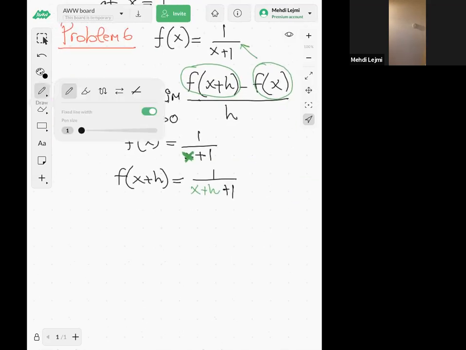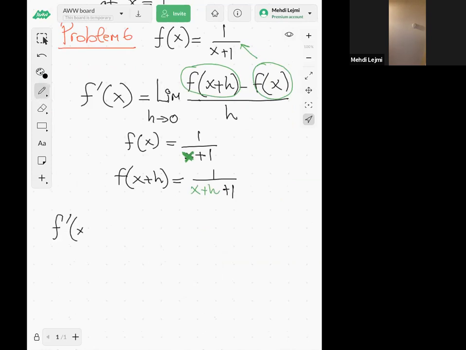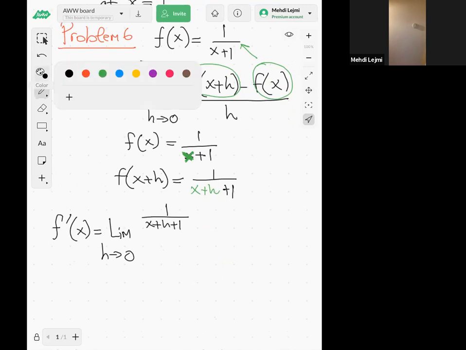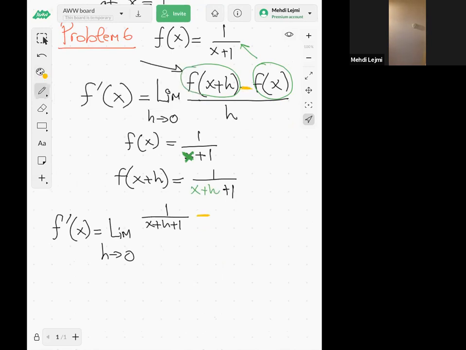So your f prime of x is the limit as h goes to 0. f of x plus h, we said, is 1 over x plus h plus 1, and then there's a minus f of x, so my f of x is 1 over x plus 1, right? And then of course the whole thing over h. Now, subtraction of fractions at the top, so just be careful.